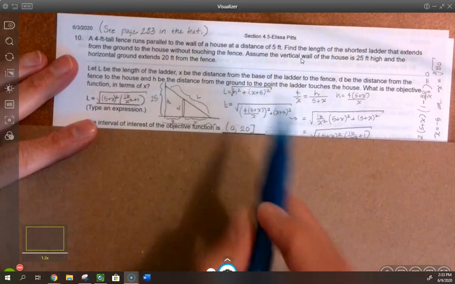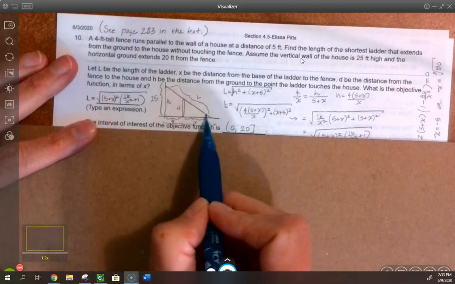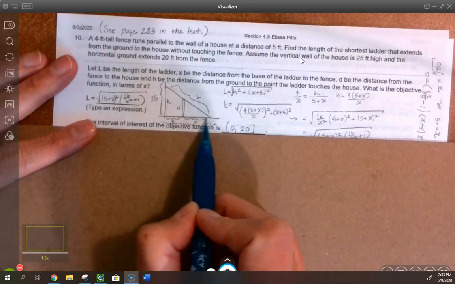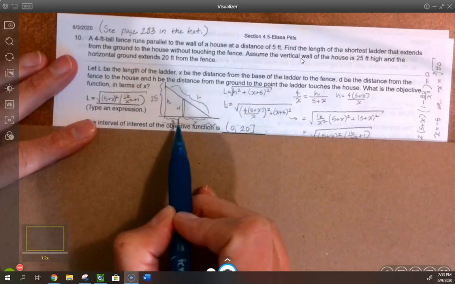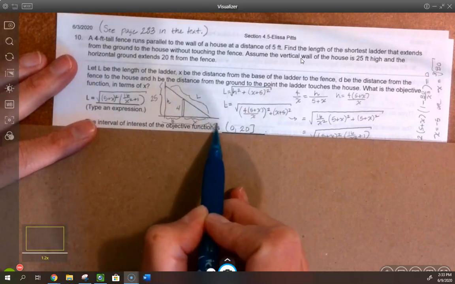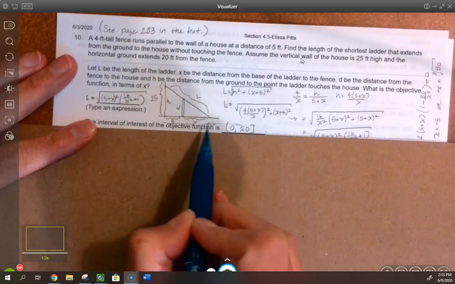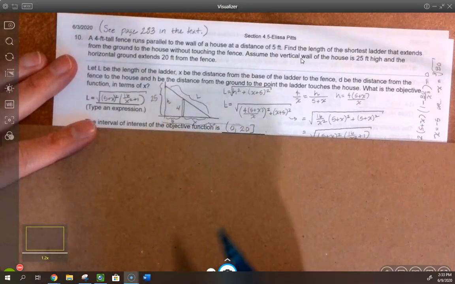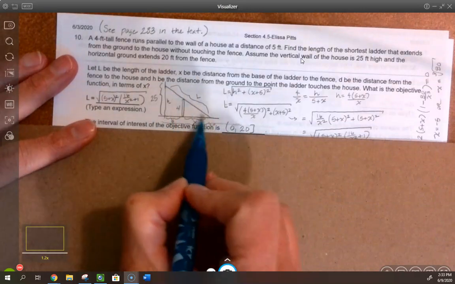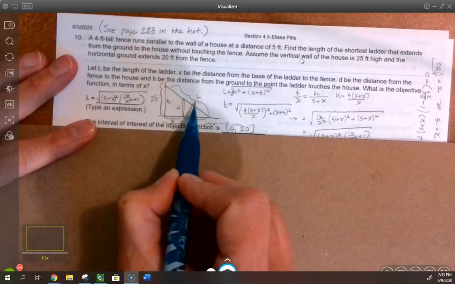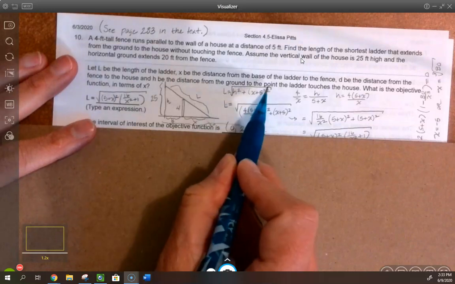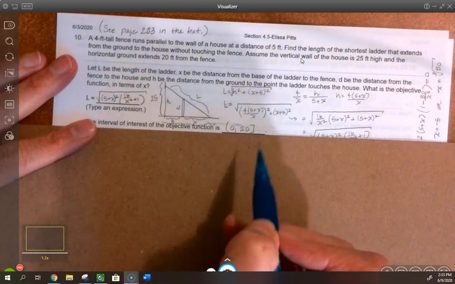So the first thing that we can do, our objective function, is this length. Using the Pythagorean theorem, we can say it is h squared plus this distance here, x squared, or x plus 5, the quantity squared. The other thing they told us is that this extends out 20 feet in this direction, and the house is 25. I didn't mention that. Anyway, L is the length of the ladder, so L squared equals h squared plus the quantity x plus 5 squared, or L is equal to the square root of h squared plus the quantity x plus 5 squared.